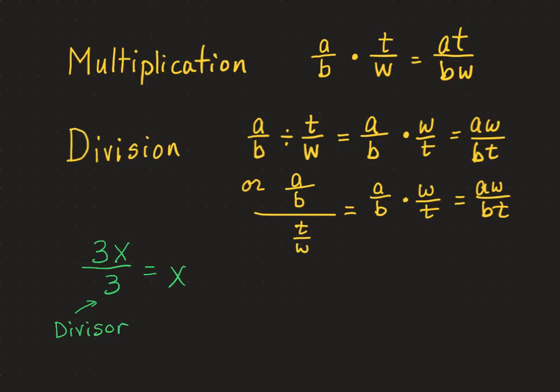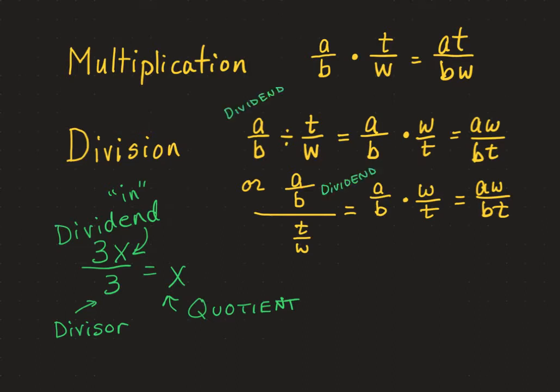And what is it going into? It's going into the dividend. If it helps you, mispronounce it as "dividend," because we're dividing into this number. And then our answer is the quotient. I'm going to quote you the answer. That's the quotient. I don't really have a good mnemonic for that. But there you have dividend, divisor, and quotient. And in our example, we have dividend, divisor, and quotient.